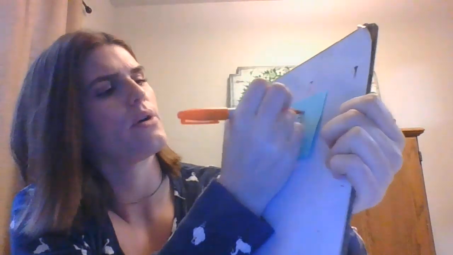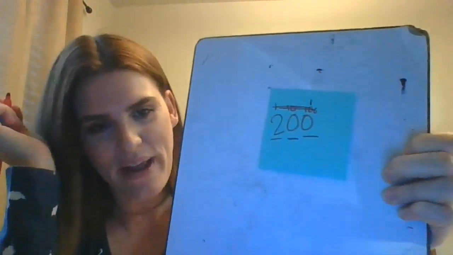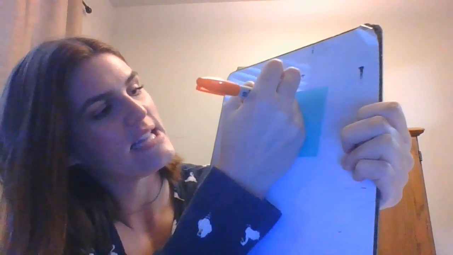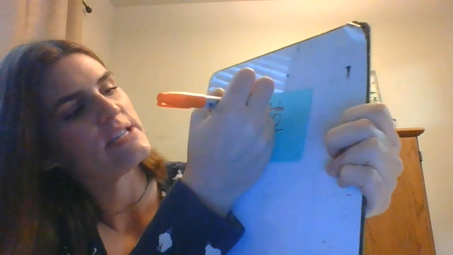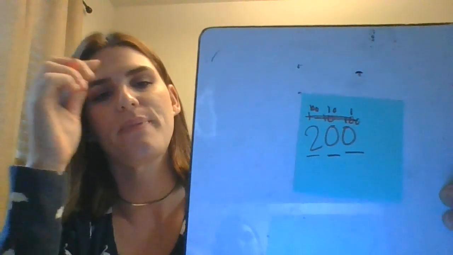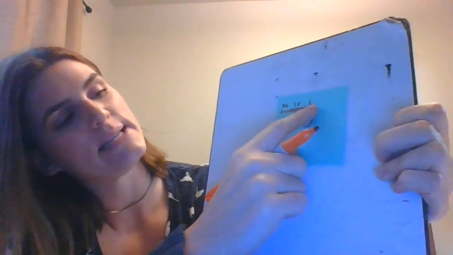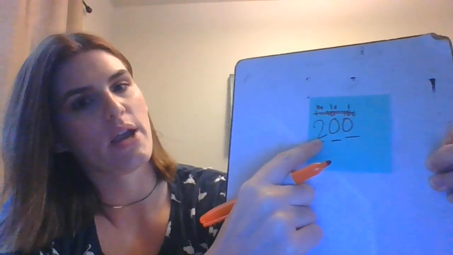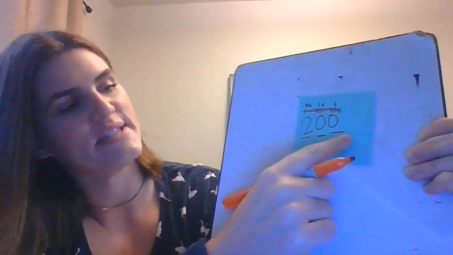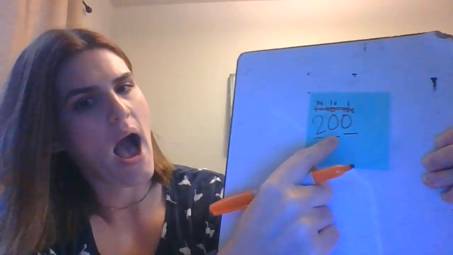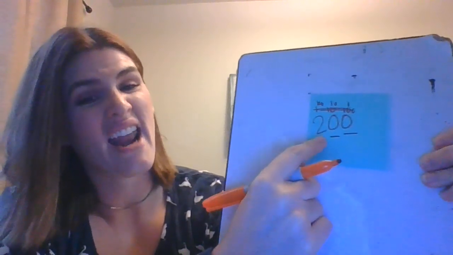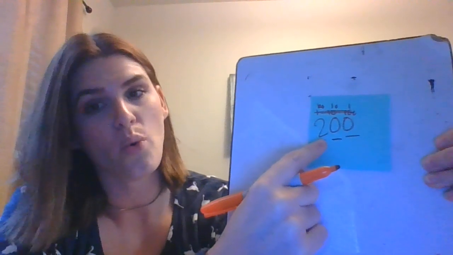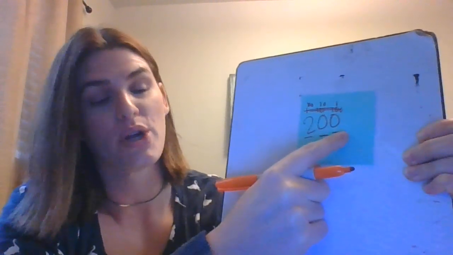I'm sorry, I did that wrong. The ones place is right there. The tens place, yes, is right there. And then this is the 100th place. I did it backwards, I'm sorry. So the ones place is here, the tens place, and then the 100th place is right here. So I know that I have 0 ones. I know I have 0 tens, and I know I have 2 100s. So that means it's 200.